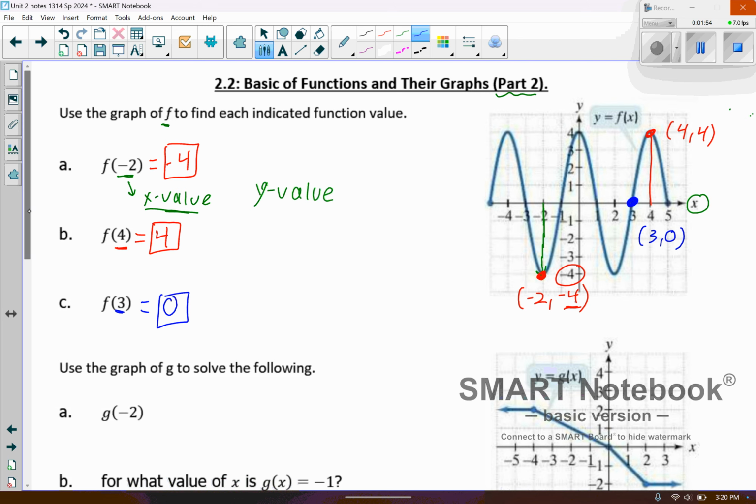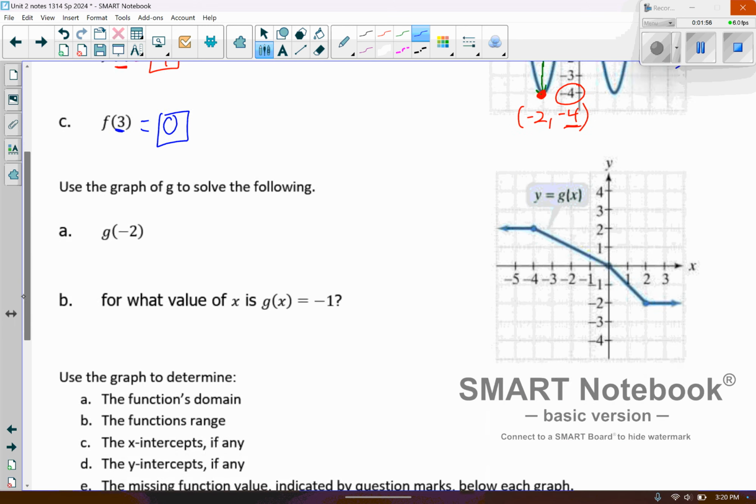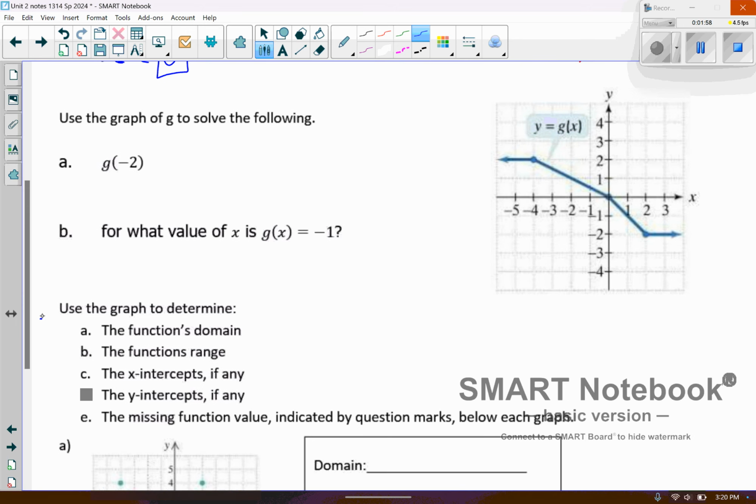Okay, so I have one more of these where we're given a new graph g, but we're going to use the g graph to help us out here. So part A is really no different from what we were doing above. So g of -2 would be right here. So when x is -2, the y value is 1.